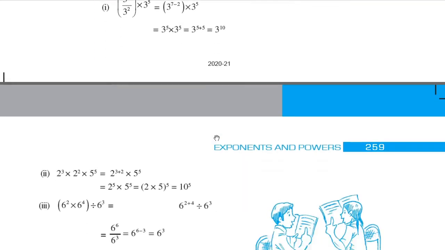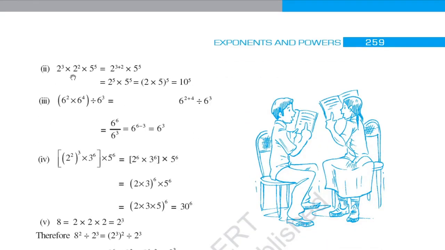Now 2 to the power 3 into 2 to the power 2 into 5 to the power 5. When you multiply these two, the powers get added. So 2 to the power 5 into 5 to the power 5. When the powers are the same, these two will come under the same bracket. So 2 into 5 to the power 5, that is 10 to the power 5.